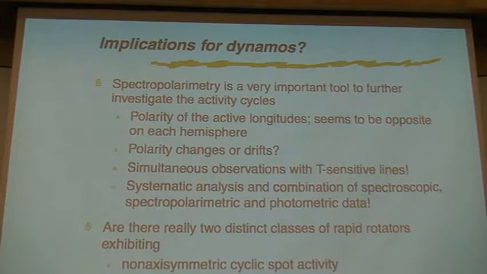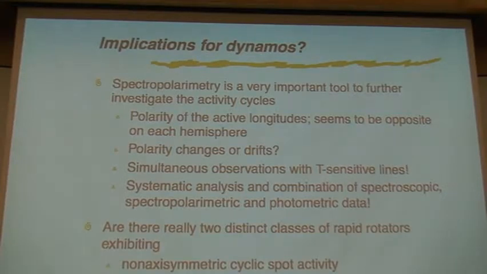And then it would be very important to see the connection between magnetic field and temperature. So we should have observations with both magnetic field sensitive and temperature sensitive lines. And then we would need to do a really systematic analysis of these results with spectroscopic, spectropolarimetric and photometric data.